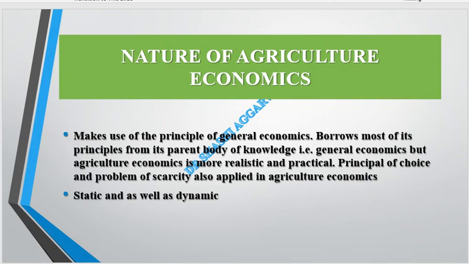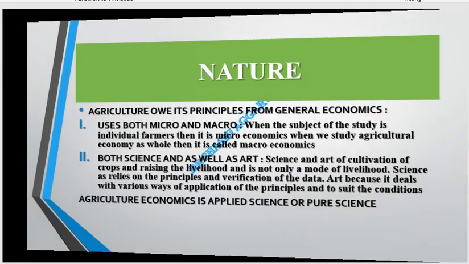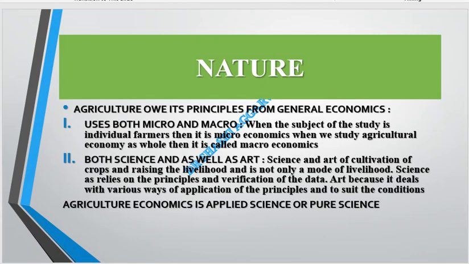as land is also scarce. So here we also apply the principle of choice and problems. So it is static as well as dynamic. Agriculture owes its principles to general economics, and uses both micro and macro. When the subject of the study is the individual farmer, then it's microeconomics. But when we study the agriculture economy as a whole, then it is called macroeconomics.